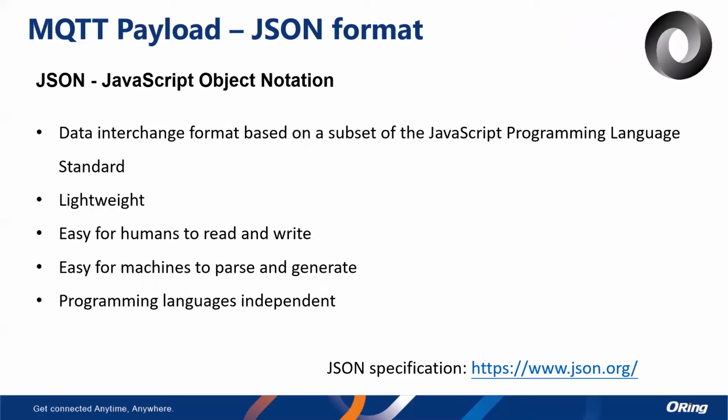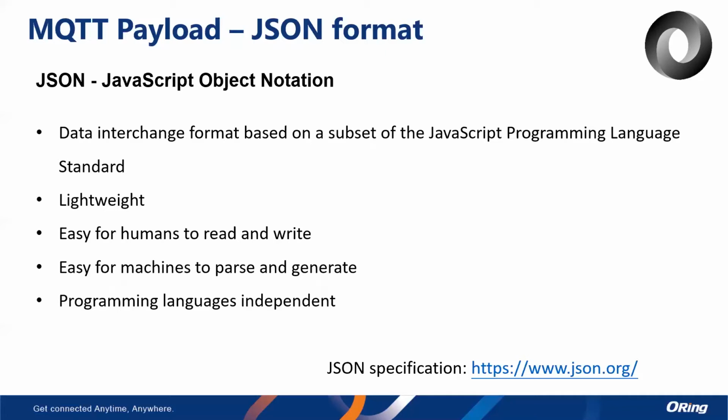Okay, and because I already told you that MQTT is an open standard, basically everyone can use it, and you can send whatever you like in the payload. To make it easier, most of the cloud platforms, as well as the ORing cloud platform, use JSON format to include the data in the payload of the MQTT message.